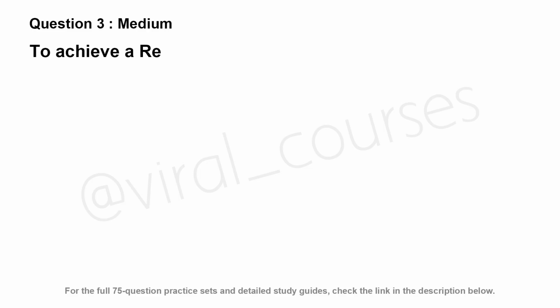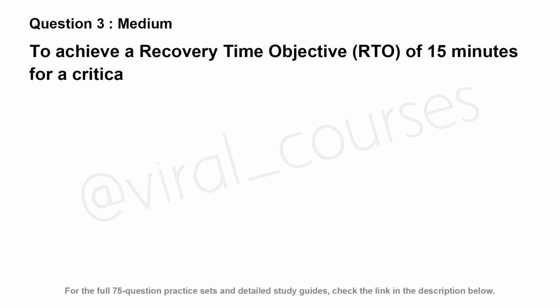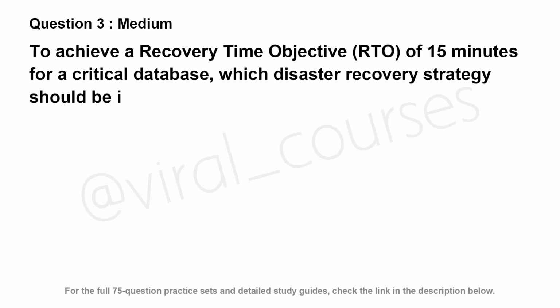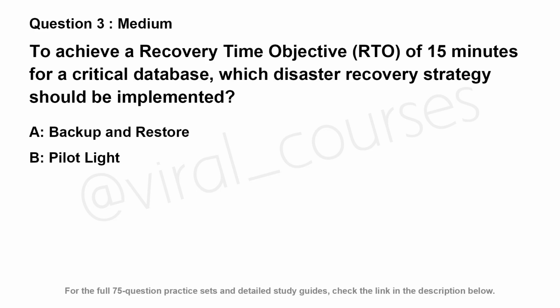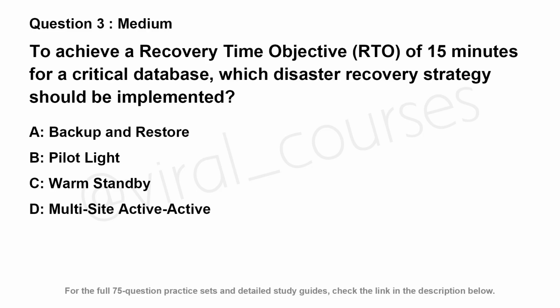To achieve a recovery time objective (RTO) of 15 minutes for a critical database, which disaster recovery strategy should be implemented? Option A. Backup and restore. Option B. Pilot light. Option C. Warm standby. Option D. Multi-site active.